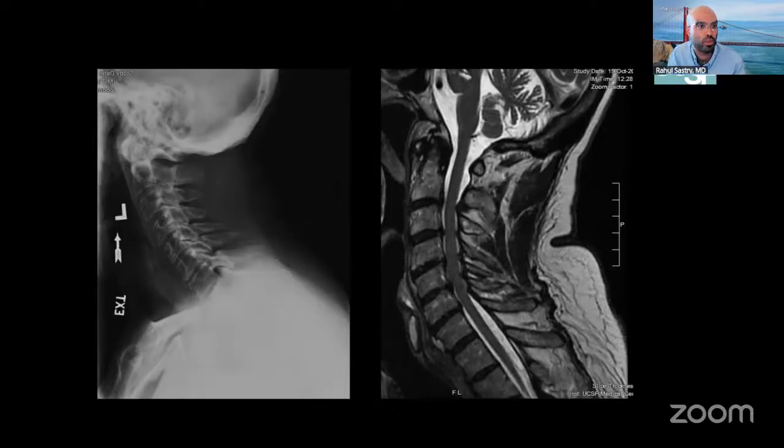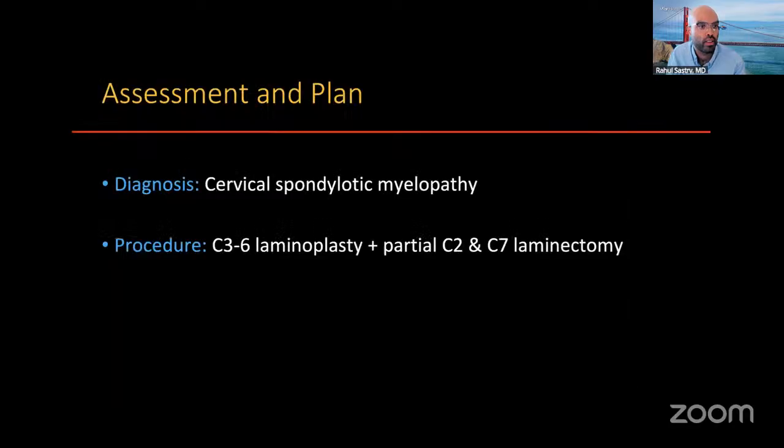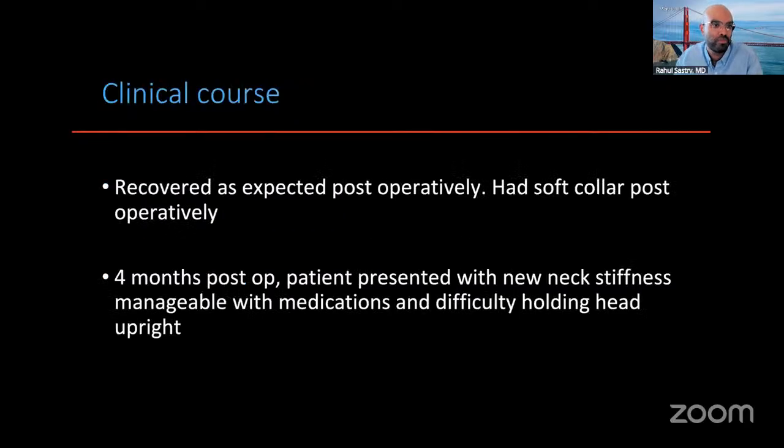If you go to the next slide, so we diagnosed this patient with radiographic and clinical evidence of cervical myelopathy, and we proposed a C3 to 6 laminoplasty with partial dome laminectomies at C2 and C7. You go to the next slide. The operation was uncomplicated, and the patient had an uncomplicated in-hospital recovery.